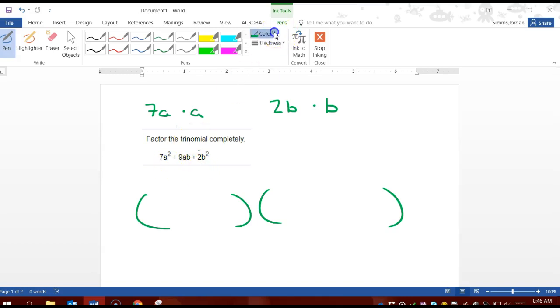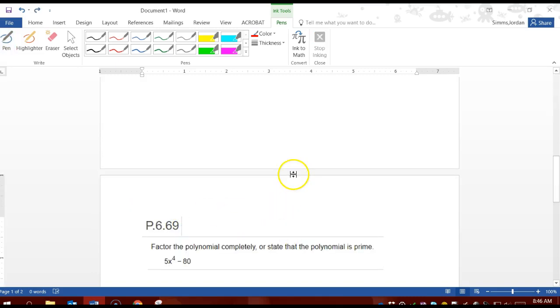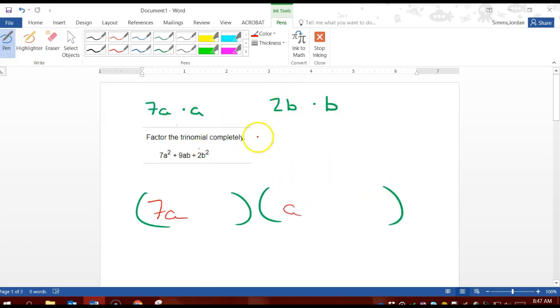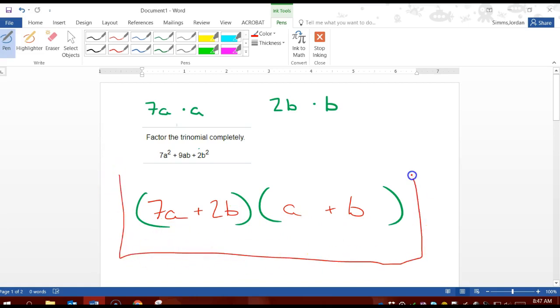There's no right way around it. We just got to try it. So let's go 7a and a, and then 2b and b, and we'll just try that. Plus 2b and then plus b. And then what we have to do every time is FOIL it out. So 7a times a gives us 7a squared. That's going to give us 7ab plus 2b, so there's our 9ab, and then we multiply out. I actually just fluked that out and got it right. So there it is, factored.